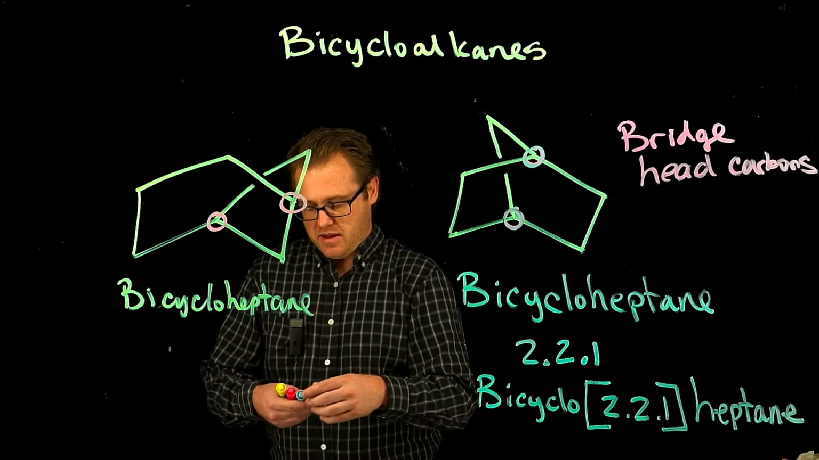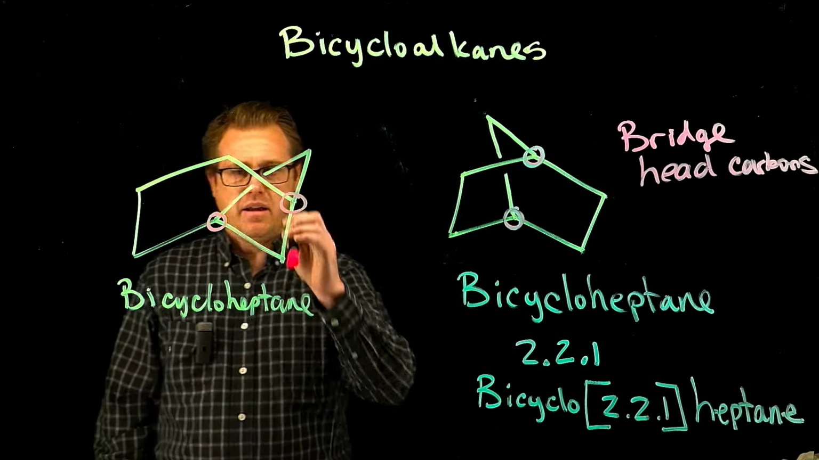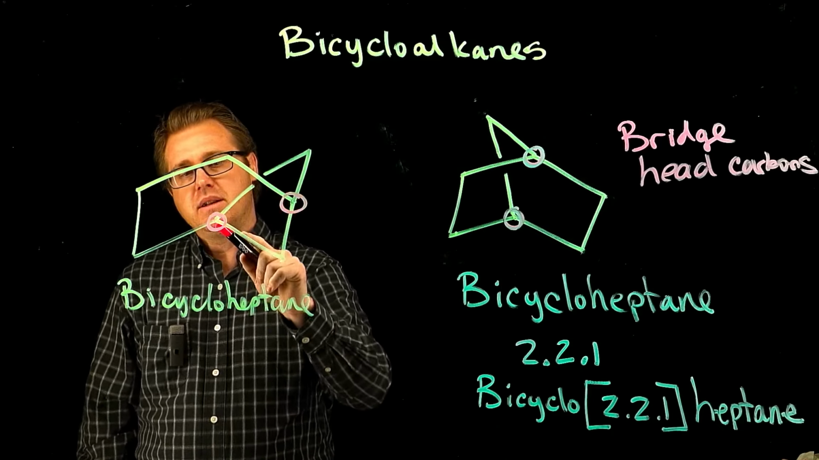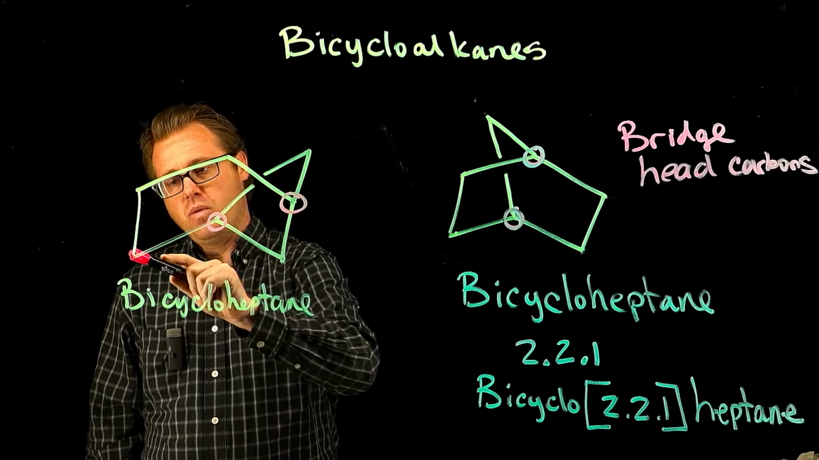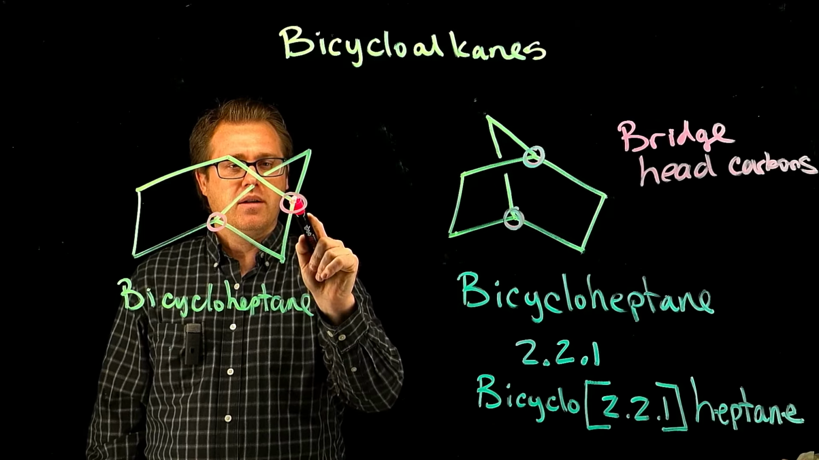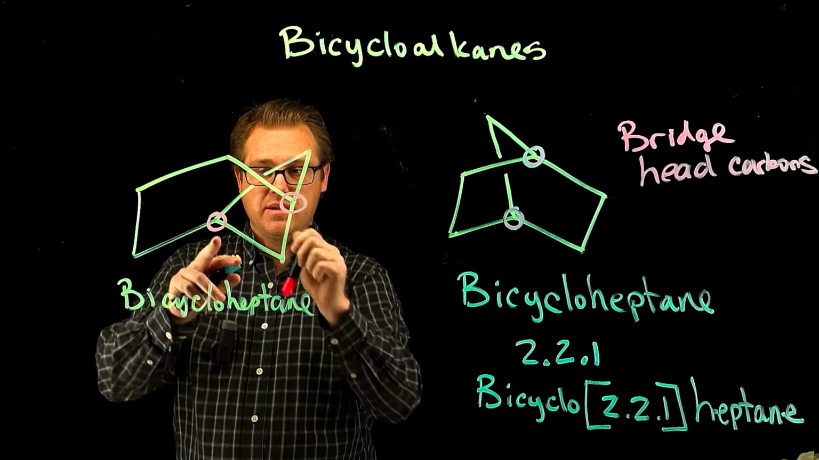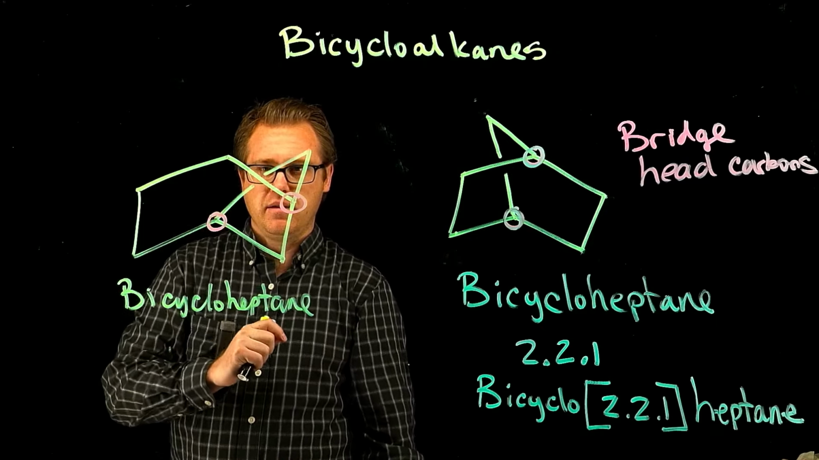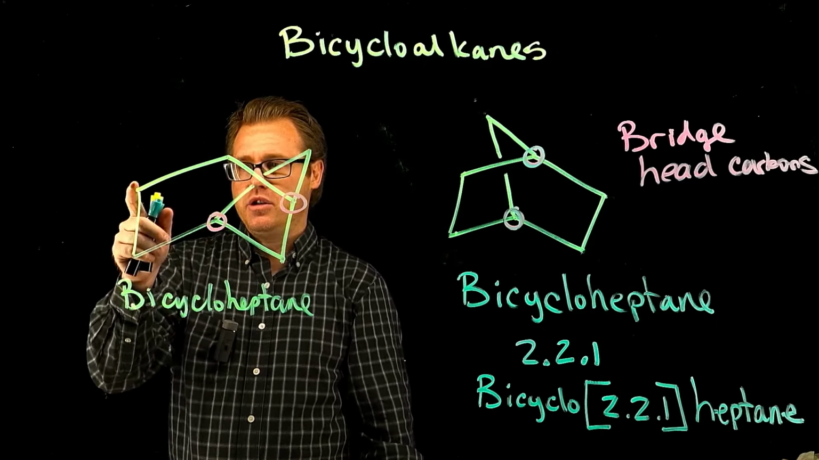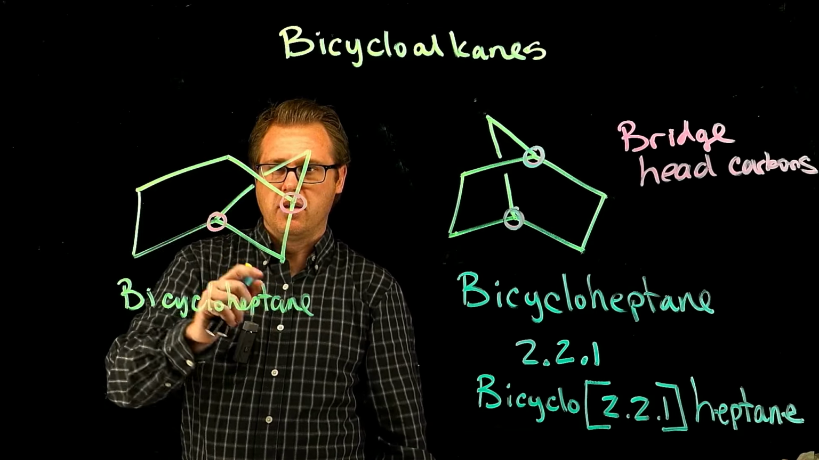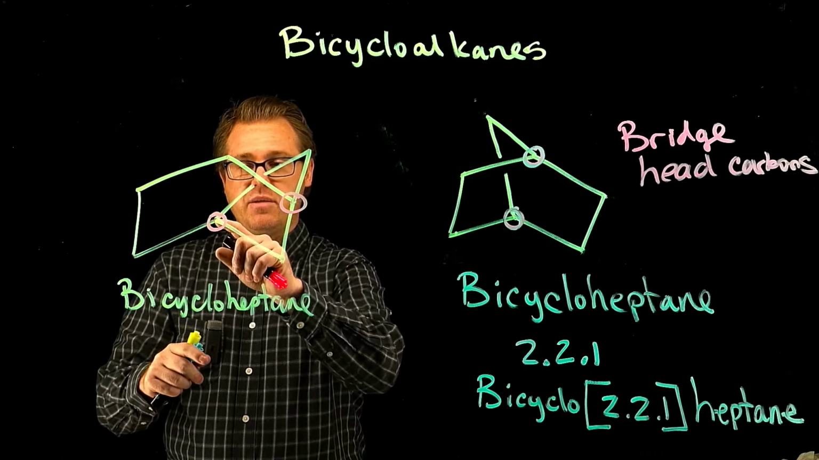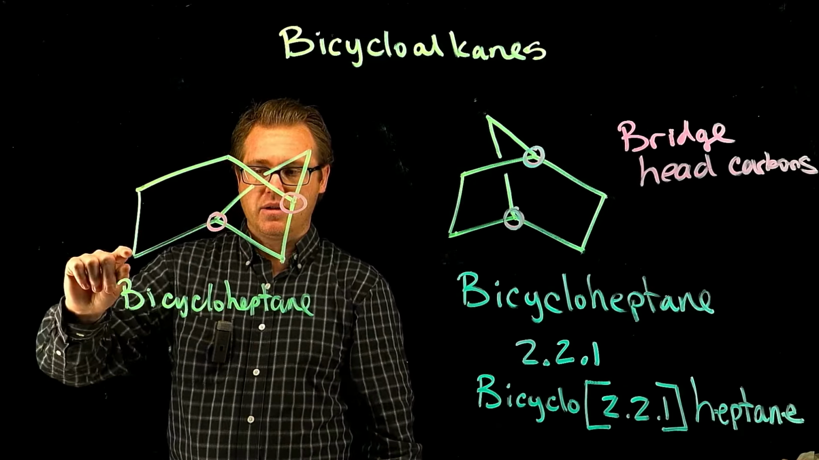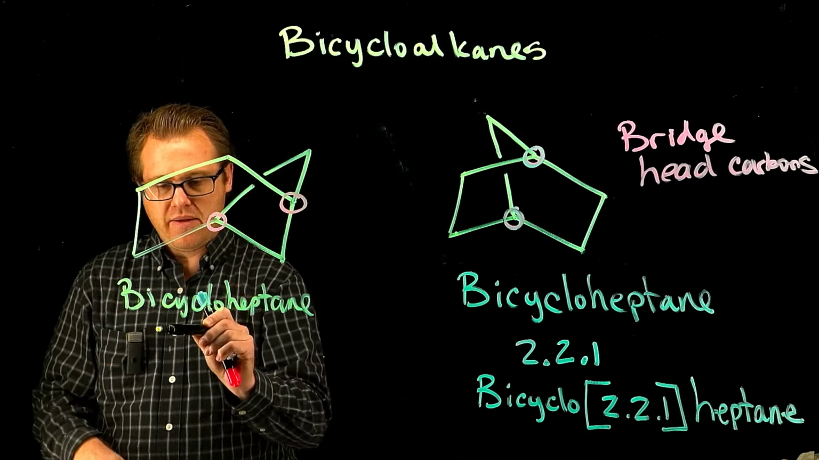So how would we name this guy? Well, we've identified the bridgehead carbons, and so we find the paths. So let's go starting here. 1, 2, 3, 4. So you don't count the bridgehead carbons. So from there to there, I followed this path. No, sorry, from bridgehead to bridgehead, it's 1, 2, 3, 4, 5, but we only count what's in between. So 1, 2, 3. So we have a 3.